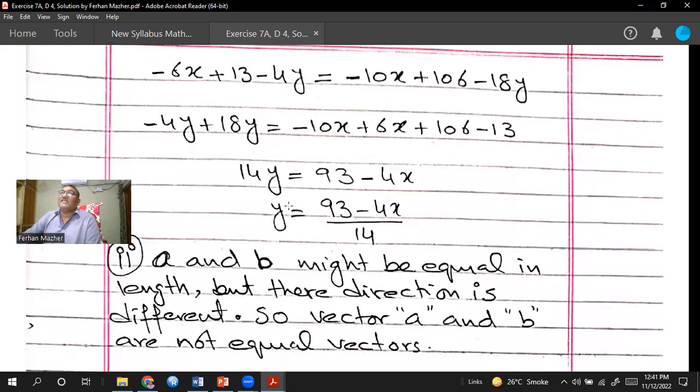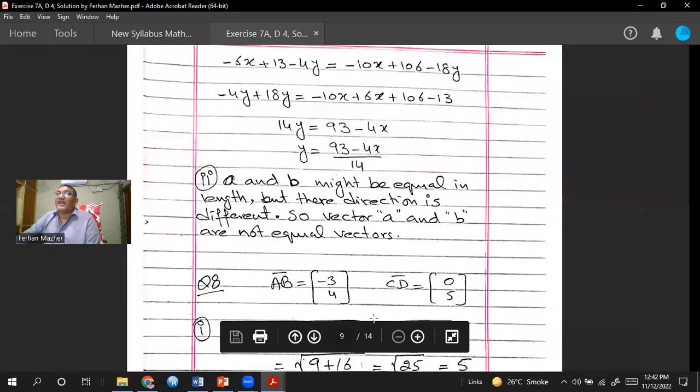I will bring all the terms which have y on the same side. So minus 4y plus 18y is equal to minus 10x plus 6x plus 106 minus 13. So 14y will be equal to 93 minus 4x. So y will be equal to (93 minus 4x) and the whole thing divided by 14. So this is how you represent y in terms of x.